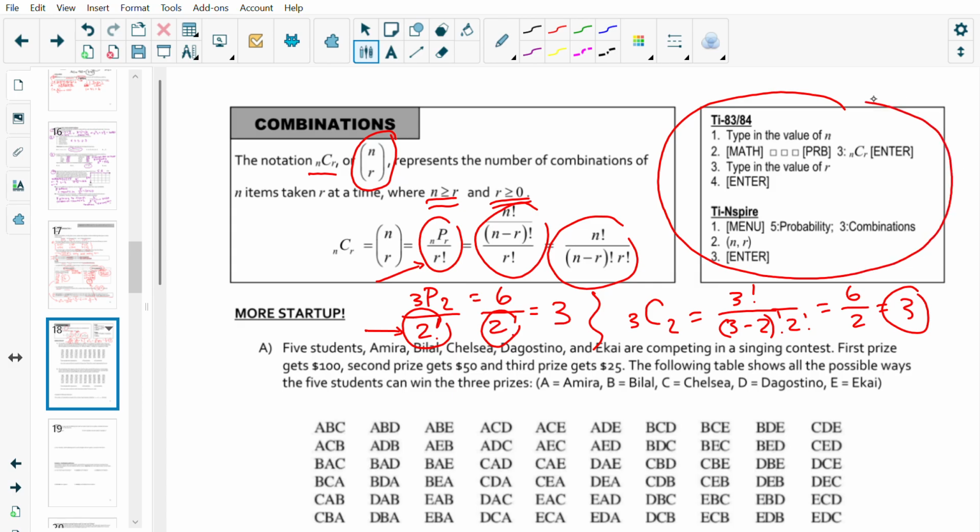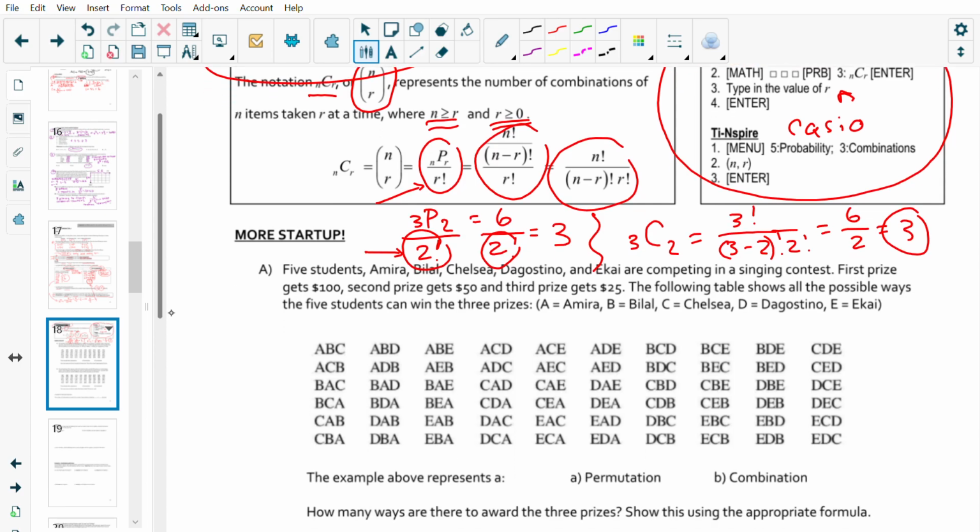Okay, as I mentioned before in class, it is an expectation that you know how to do this on your calculator, whether it's a TI. Also, for you Casio folks, there's a particular way to do combinations, so make sure you know how to do that.